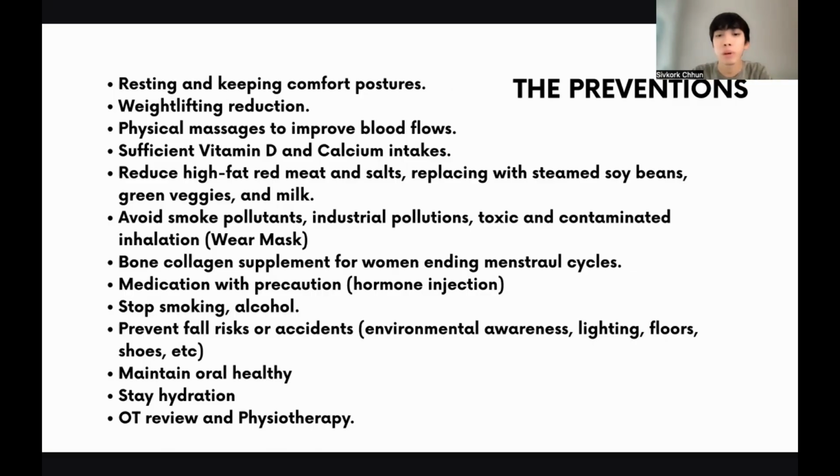Bone collagen supplement for women at the end of their menstrual cycle helps prevent the reduction of bone density loss. Stop smoking and alcohol. Prevent fall risk or accidents, usually through environmental awareness. So consider shoe types and non-slippery shoes, good lighting, and no wet floors, with precaution. So avoid fall risk. Maintain oral health, which means brushing teeth is really important. Consume food that does not cause gastric discomfort. Oral health is really important because gum disease is easily linked to rheumatoid arthritis development.